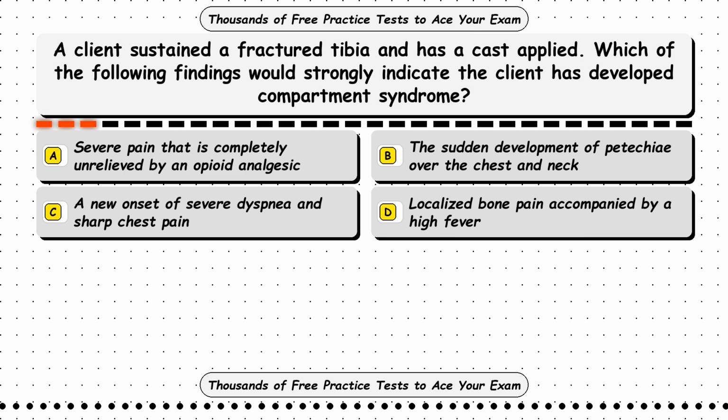A client sustained a fractured tibia and has a cast applied. Which of the following findings would strongly indicate the client has developed compartment syndrome? Option A. Severe pain that is completely unrelieved by an opioid analgesic. Option B. The sudden development of petechiae over the chest and neck. Option C. A new onset of severe dyspnea and sharp chest pain. Option D. Localized bone pain accompanied by a high fever.